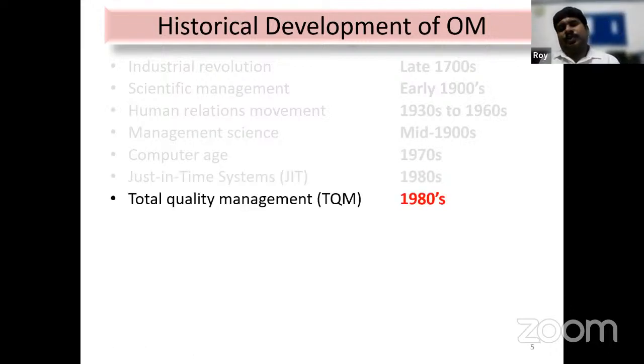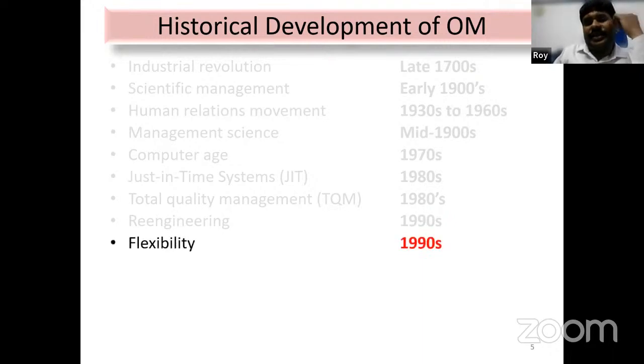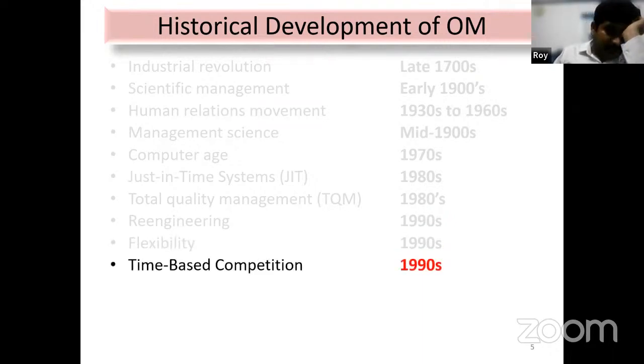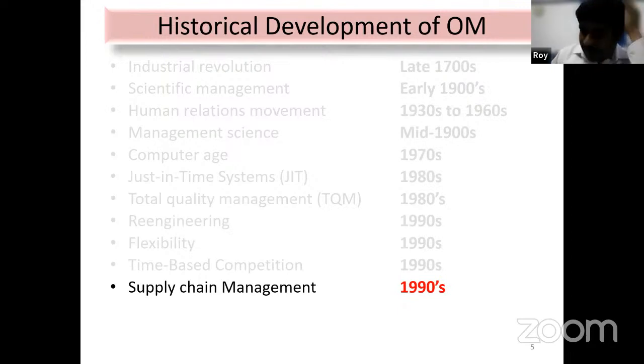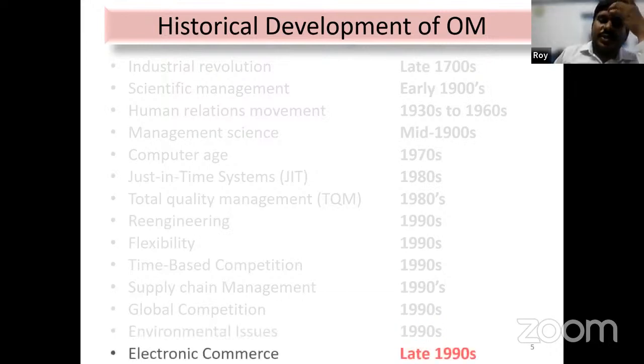Next, TQM, total quality management. It is not about focusing on one area. From the top to the bottom, the quality should be maintained, right? All the aspects. Re-engineering, 1990s. Flexibility, 1990s. Time-based competition, in how many days, in how many hours you will give a product. Supply chain management, 1990s. Global competition, 1990s. Environmental issues are also a bigger concern. And e-commerce or mobile commerce is all from the 1980s only.